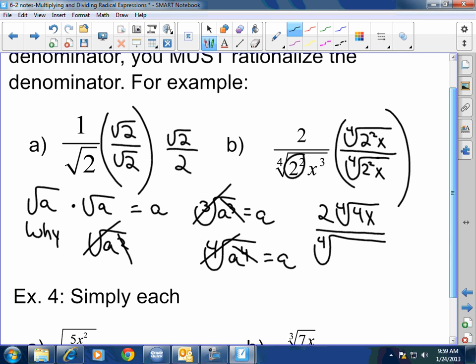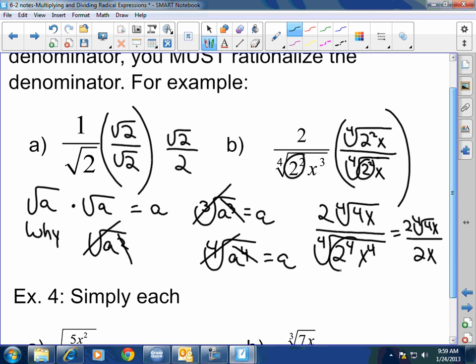what's 2 squared times 2 squared, guys? 2 to the fourth, leave it like that. And what's x to the third times x? X to the fourth. So now the denominator simplifies. So I've got 2 fourth root of 4x over 2x.